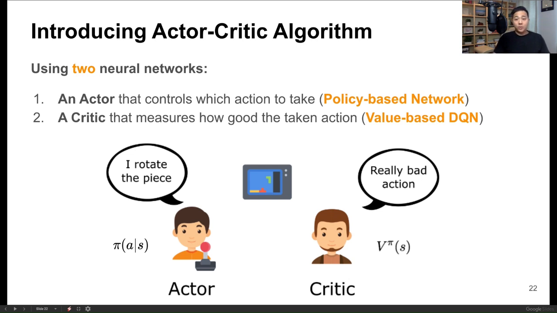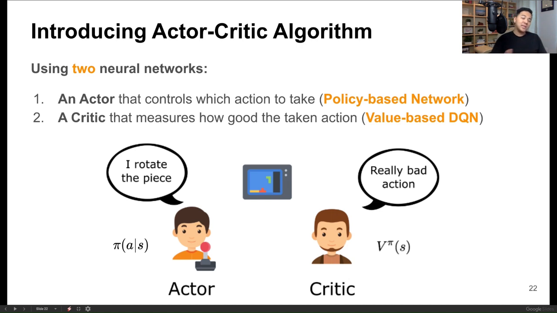The actor will control which action to take, and this follows a policy-based network, that's what we talked about earlier. And then the critic is going to measure how good that action is. So for example, if the actor rotates a piece, the critic would say, really bad action, or really good action, or okay action, and so on. And the critic is going to be a DQN value-based network, right? So these two are going to play with each other, reinforce each other to become better, right?